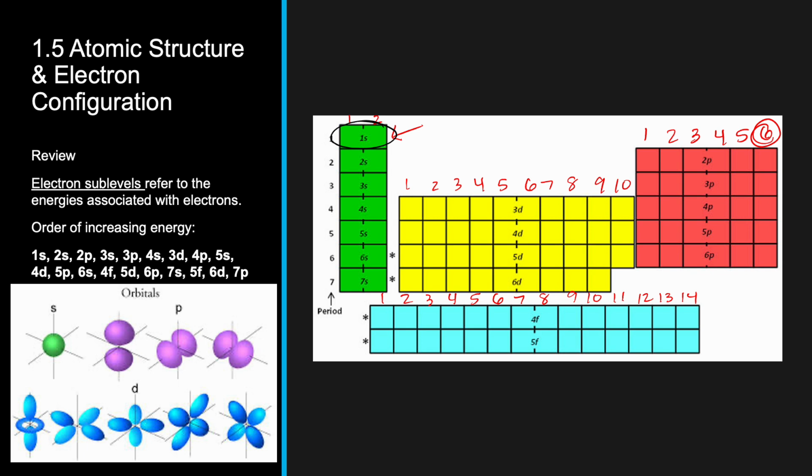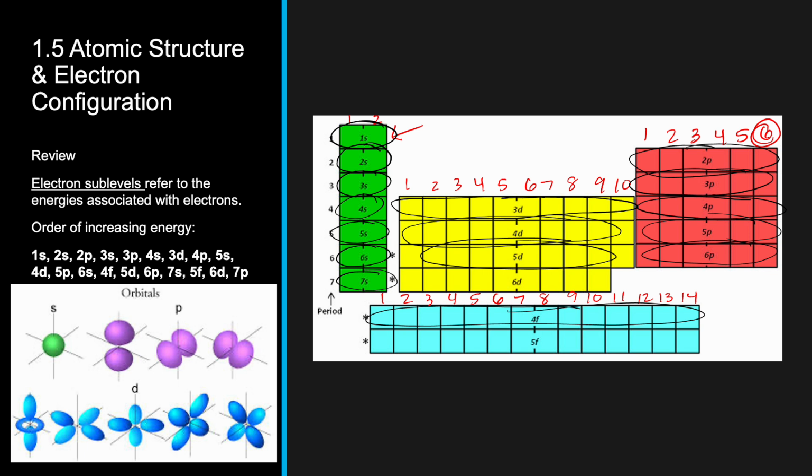So we're starting with 1s, then we go to 2s, we go across to 2p, then we go to 3s, across to 3p, 4s, then 3d. Remember, the D sublevel is down 1 energy level. And then we go to 4p, then 5s, 4d, 5p, then 6s, then 4f, then 5d, then 6p, and then finally 7s, 5f, 6d, and 7p, which is not on here.